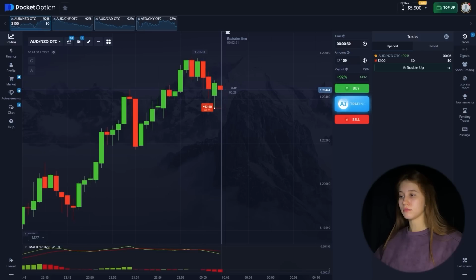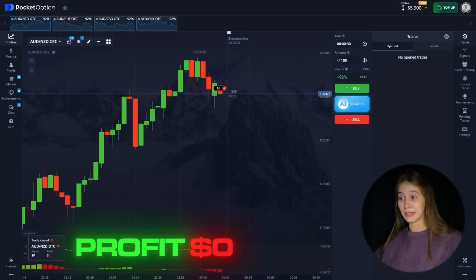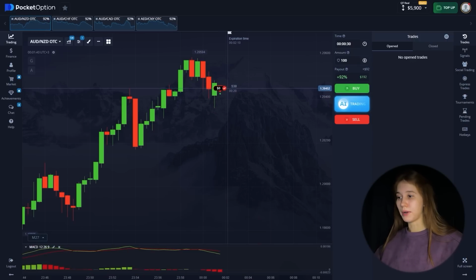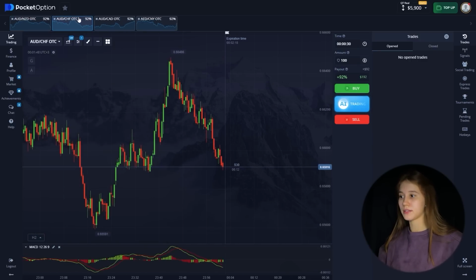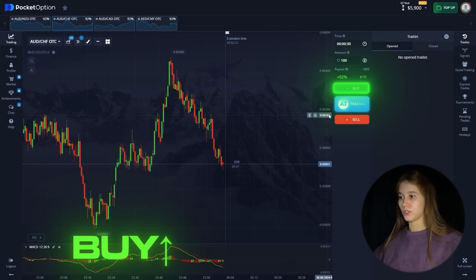This deal, we see 6 seconds left. Yeah, it's not working. We see a minus balance, so we're minus $100. So we see this. Don't forget about this strategy.